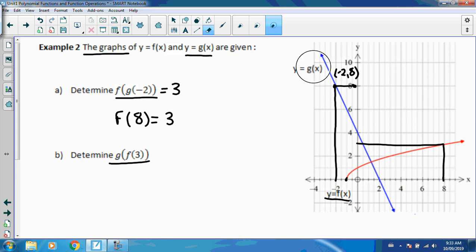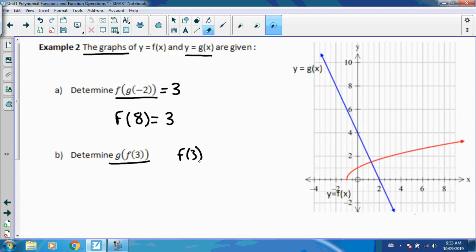Okay, I'm just going to clear this up so I have a clean graph to work on. And first, I start with the inside. F of 3 is what? And again, that means on f of x, which is this function here, when x is 3, what's y? Well, I go over and read that. Here's 3 between 2 and 4. I go up, it's 2.